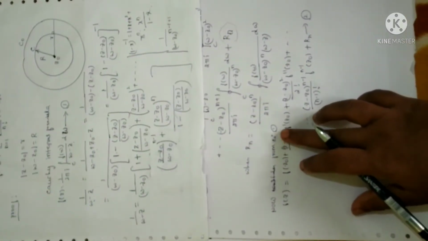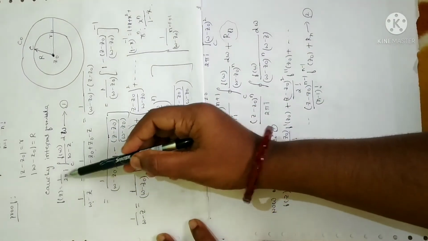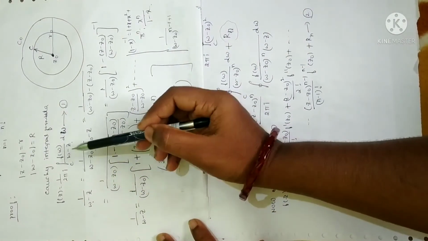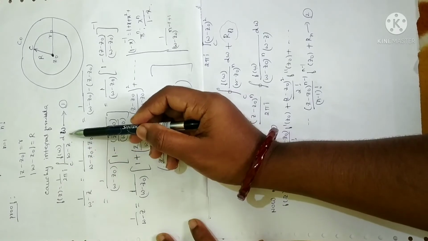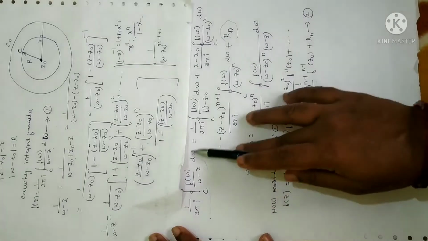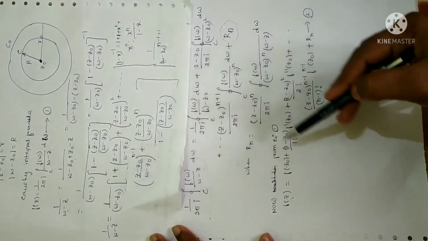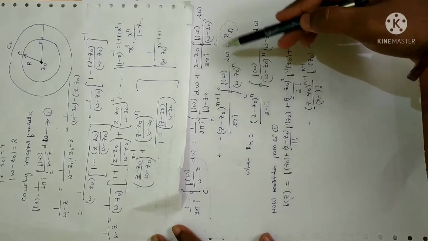So from equation 1, it is clear that, you can look at equation 1, what we have: f of z is equal to 1 by 2 pi i into the integral over C of f of w divided by w minus z into dw, and that is what we have here, right? So I can write this as f of z. So that is what I have written. Instead of z I have z naught. That is why I have replaced it as f of z naught.